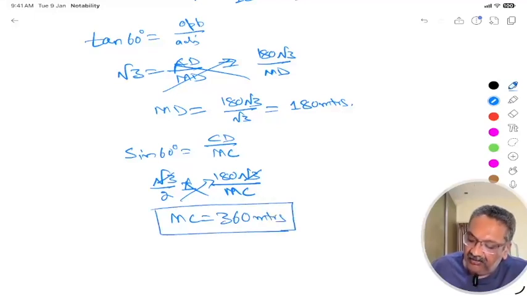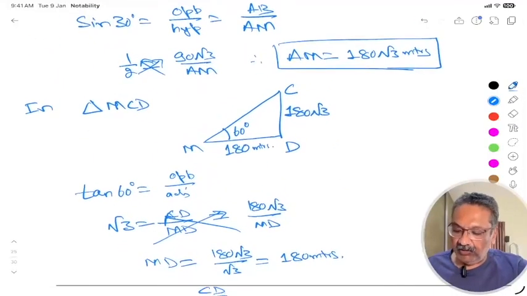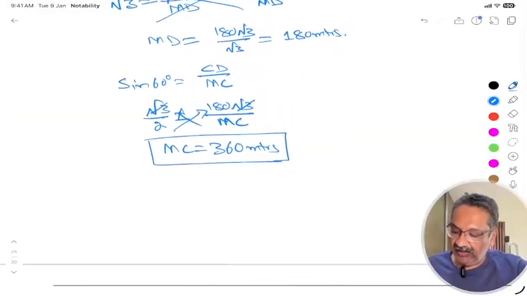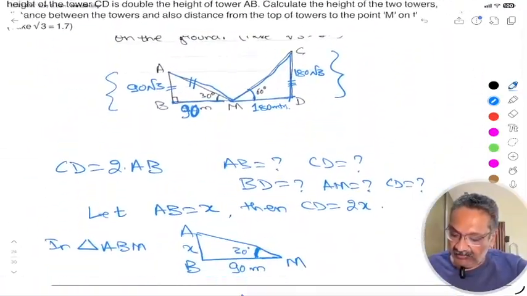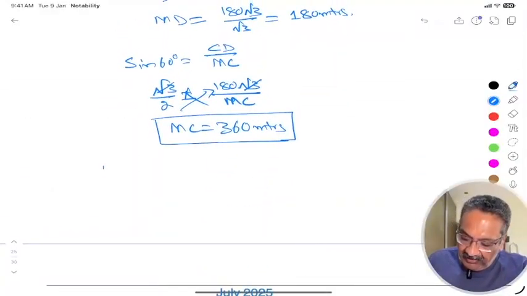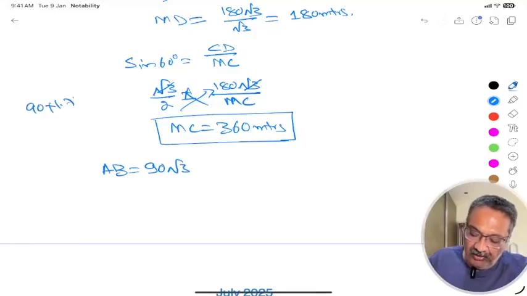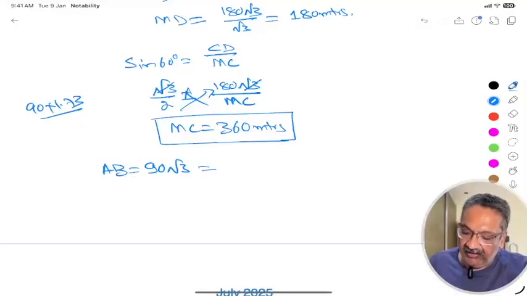So we got everything. But since in the question they have mentioned root 3 as 1.73, you have to multiply all these and keep them. Alright. So finally, write everything together. AB is 90 root 3. Multiply this, 90 into 1.73. Whatever you get, you write that here.